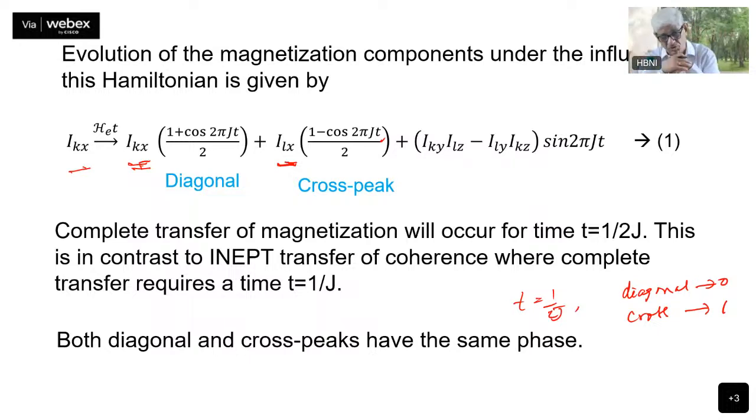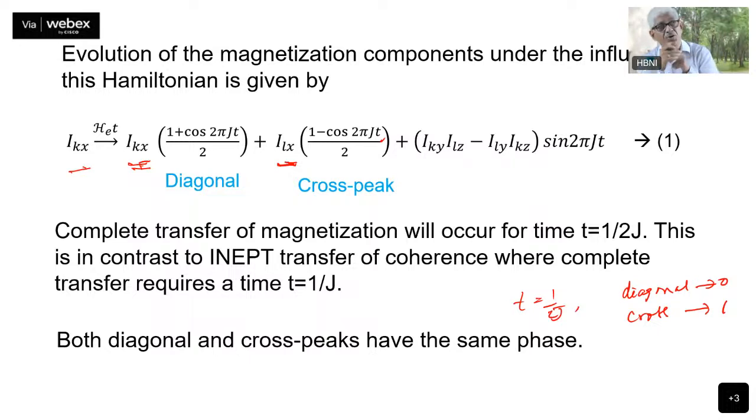Now, what is the typical value of J? Can we always optimize this? J can vary. In homonuclear situations, J can vary from 3 hertz to 10 hertz and things like that, or even more. So obviously, you cannot choose one particular value of J that will suit all of them. Typically, you have to decide where you want to maximize your transfers, and one can optimize there.